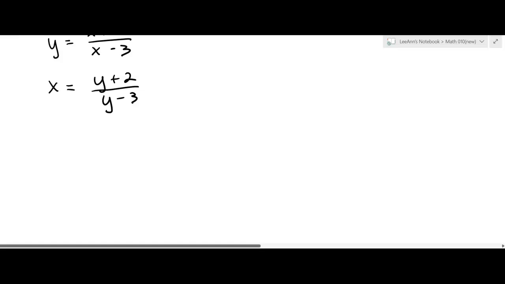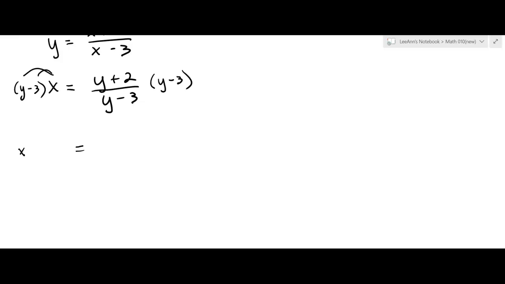Well, the first thing we're going to do is multiply by the LCD, which is y minus 3. Or you could use a proportion if you wanted to. Okay, distribute on this side. So you're going to get xy minus 3x. And then on the other side, you're just going to have y plus 2. But remember, the goal now is to solve for y. We're on step 3, and we want to get y by itself.